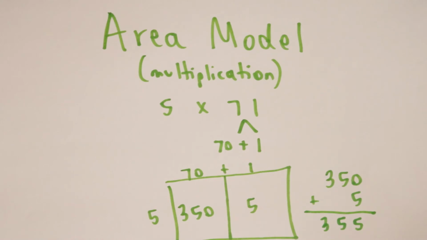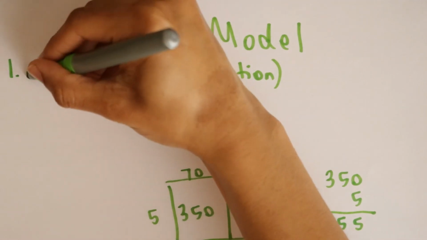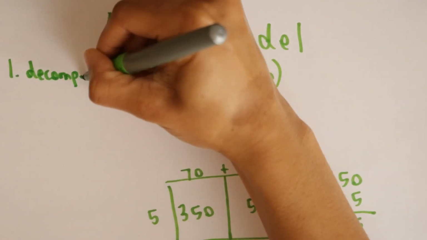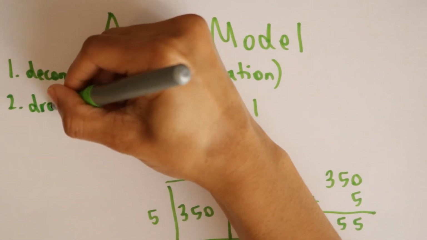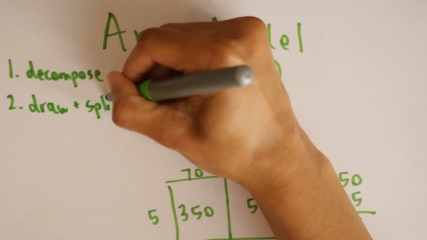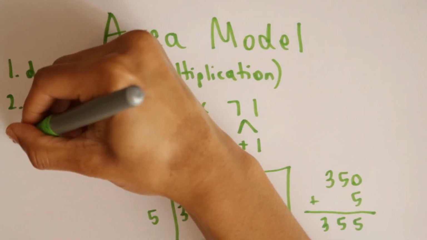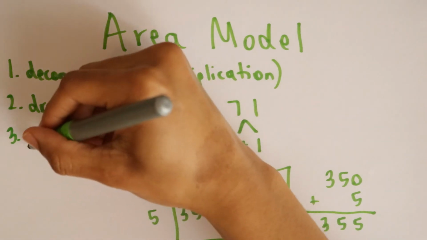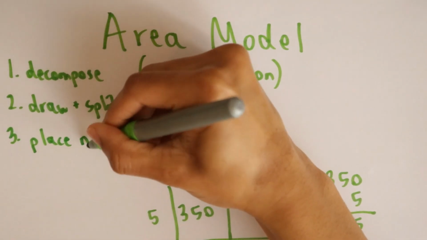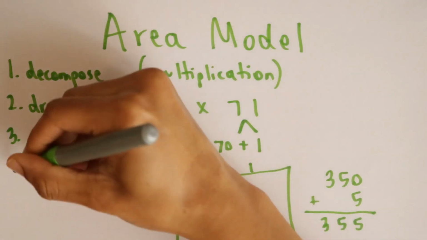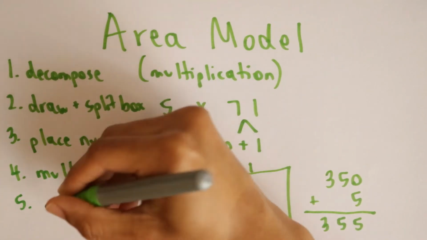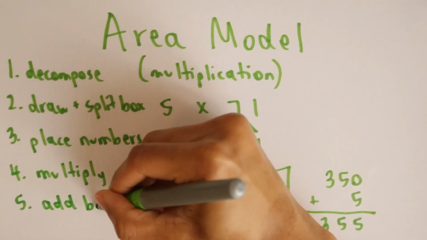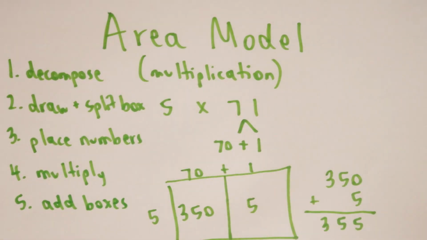So what did we just do? If someone were to ask us, how do we do area model? Our first step is to decompose. Our second step is to draw and split your box. The third step is to place our numbers. Our fourth step is to multiply. And our fifth and final step is to add up our boxes. That is area model.